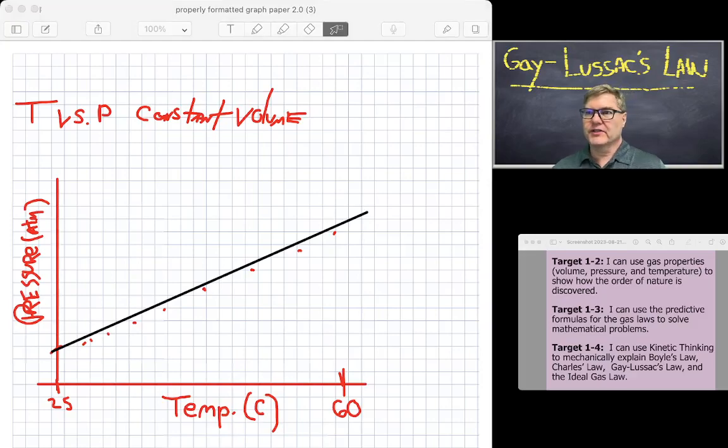Hey everybody, we're going to talk about this law right here, Gay-Lussac's law, and I've got all three targets on here, or target 2, 3, and 4. Given the situation where I'm gone, I think it would be best to take a gas law and just apply all three targets to it in one video, and then switch to the next video and do the next gas law.